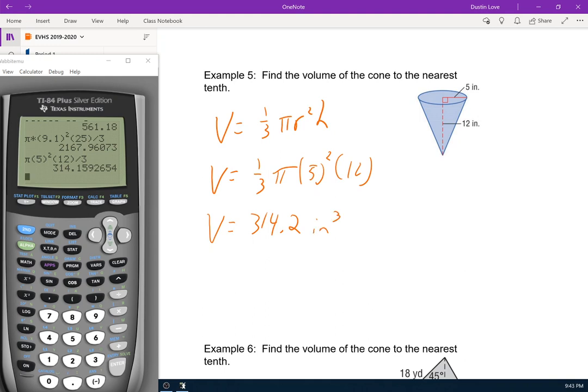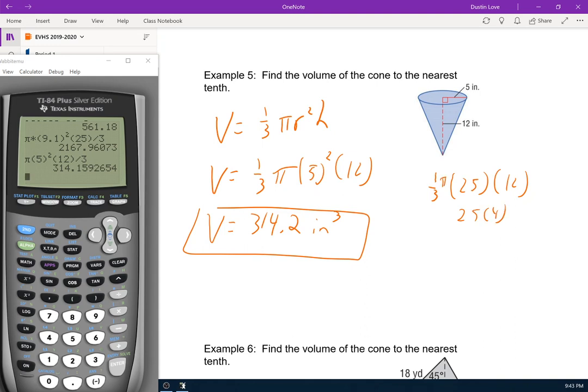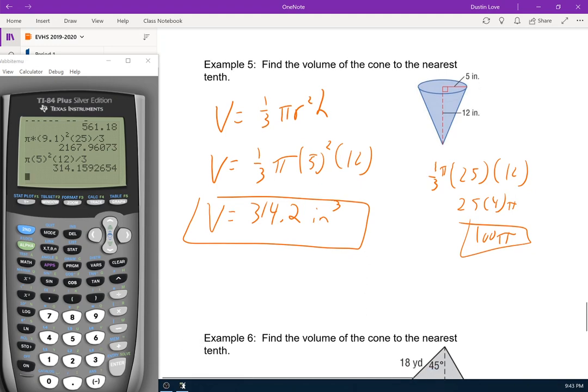Inches cubed. Sorry, the reason I paused for a second there is I just realized that 314.15926, that's pi times 100. That makes me curious. 1/3 times 25, because that was 5 squared, times 12. 1/3 times 12 is 25 times 4. Sorry, I should have put that 1/3 pi there. Yep, that is just 100 pi. Don't need that at all because it said around the nearest tenth. I just thought that was interesting when I saw those numbers.